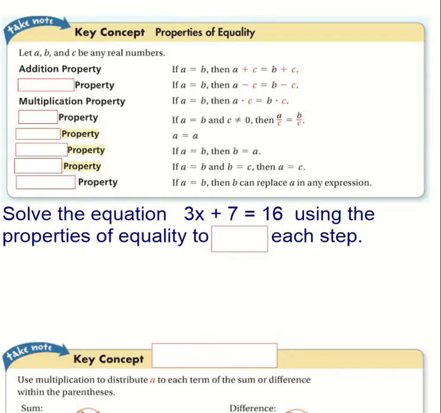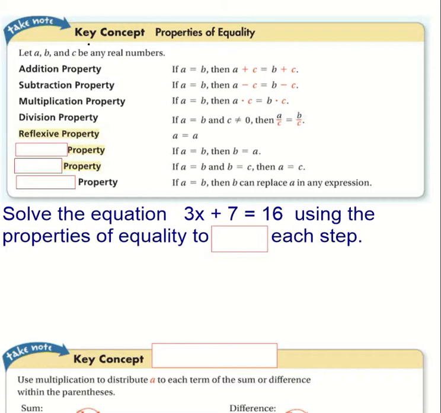We've used the addition property. If A equals B, then A plus C is the same as B plus C. We've used the subtraction property, same thing. If A equals B, then A minus C equals B minus C. The multiplication property, if A equals B, then A times C equals B times C. The division property, if A equals B and C does not equal 0, that's really important, then A divided by C is the same as B divided by C.